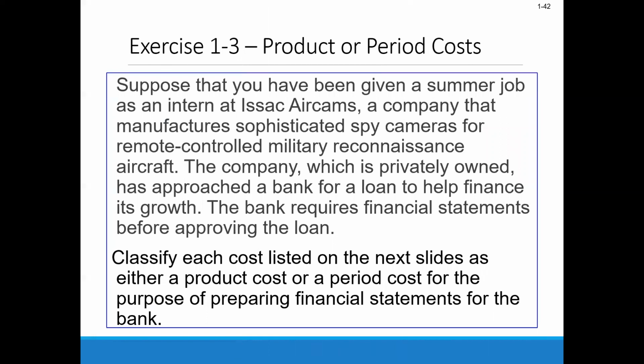Suppose that you've been given a summer job as an intern at Isaac Air Cams, the company that manufactures sophisticated spy cameras for remote controlled military reconnaissance aircraft. The company, which is privately owned, has approached a bank for a loan to help finance its growth. The bank requires financial statements before approving the loan. Classify each cost listed on the next slides as either a product cost or a period cost for the purpose of preparing a financial statement to the bank. Product costs, remember, go with the product once they're sold. Period costs go straight to the income statement.